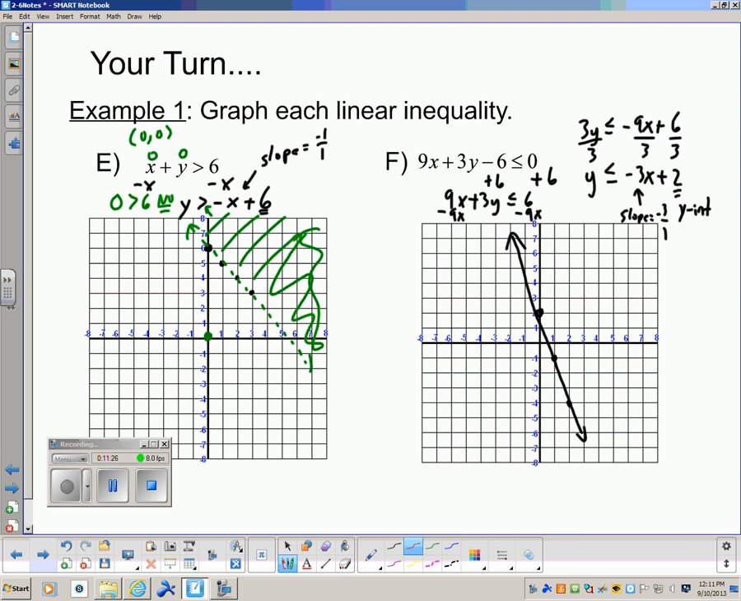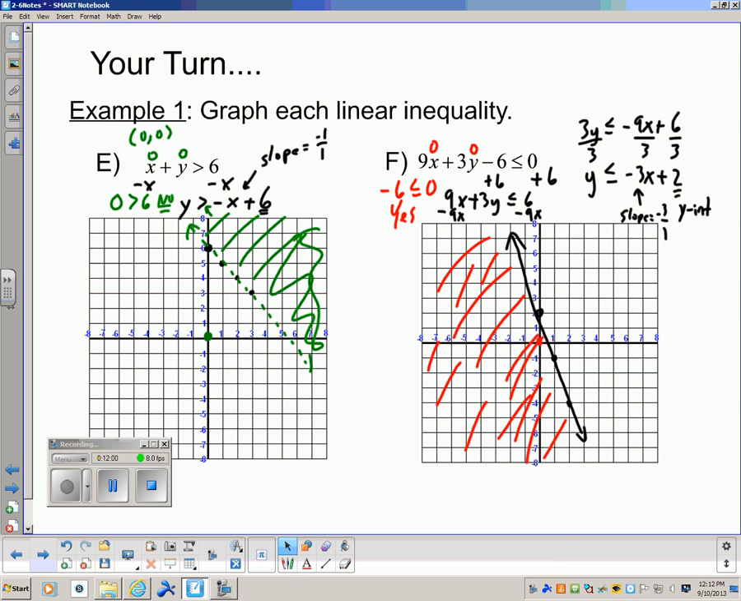So our last thing here is to go ahead and pick a point not on the line and then check it. So again, 0, 0 is not on that line. So 0, 0. So we get 0 plus 0 minus 6 is less than or equal to 0, so we get negative 6. Is that less than or equal to 0? Yes. So we're going to shade on the side where our point there, 0, 0 is. So there we have our nice graph.